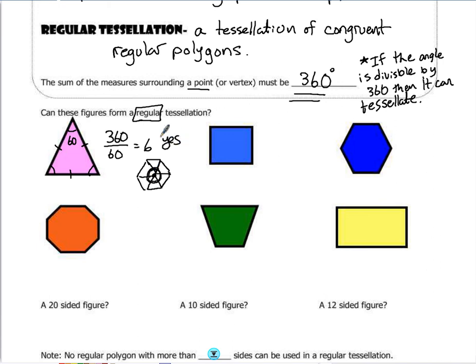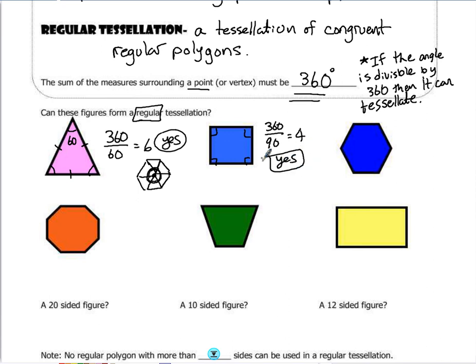What about a four-sided quadrilateral where all the sides are the same length? Well, since all these angles are 90 degrees, then yes, if I do 360 divided by 90, as long as this divides out to an integer, like 4, then yes, this is a regular tessellation.